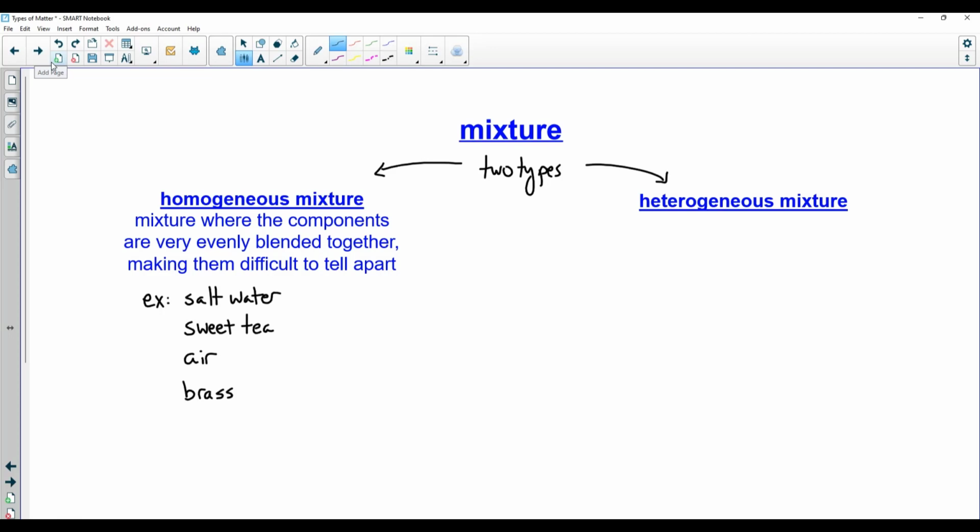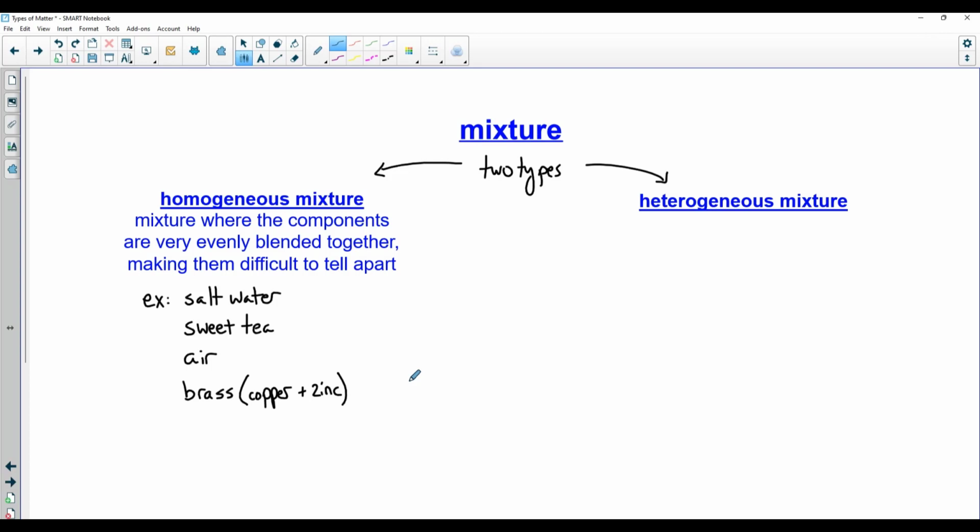You might think brass is an element, but it's not on the periodic table. Instead, brass is a mixture of copper and zinc, and both of those are elements. Looking at a piece of brass, you can't see a difference between the copper and the zinc atoms, and that's what makes it a homogeneous mixture.